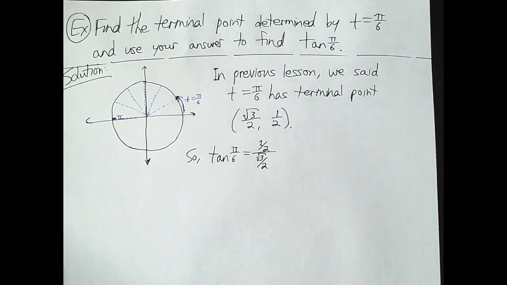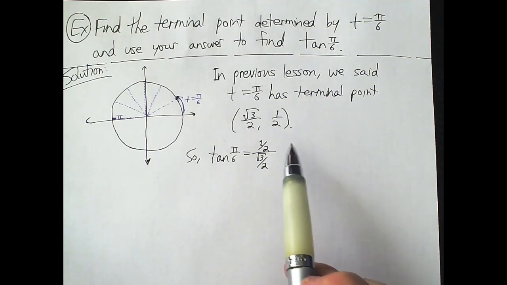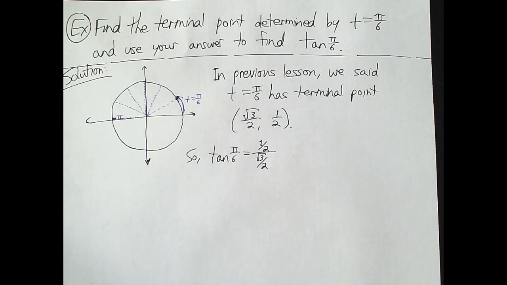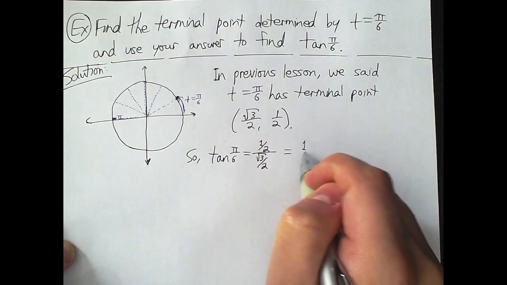Is that the answer? Sort of. That is the answer, but I would like to simplify it. I don't like having a fraction on top of a fraction. I don't think we need to leave it like that. There's a couple of different ways you could simplify this. One thing is I have 1/2 over square root of 3 over 2. What if I multiplied this by 2 over 2? We're allowed to do that. Multiply by 2 over 2. That would simplify it to this.